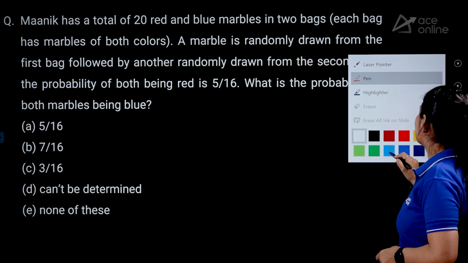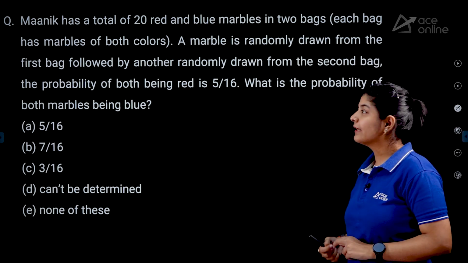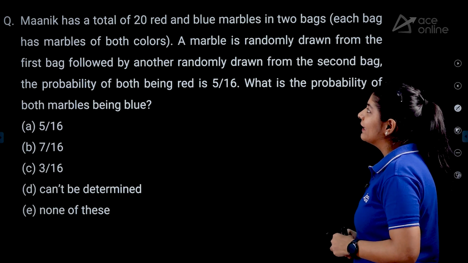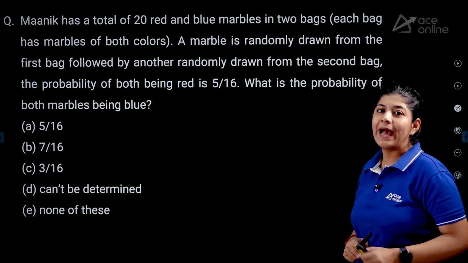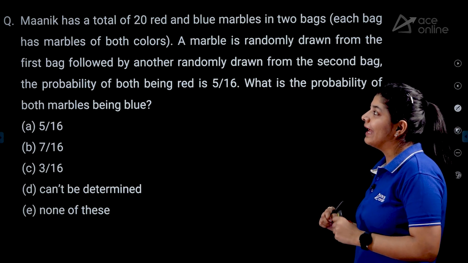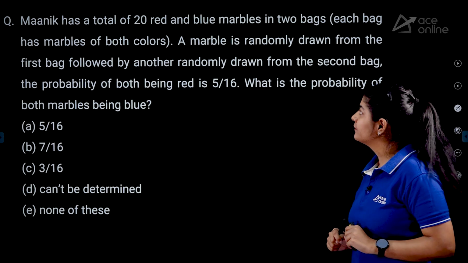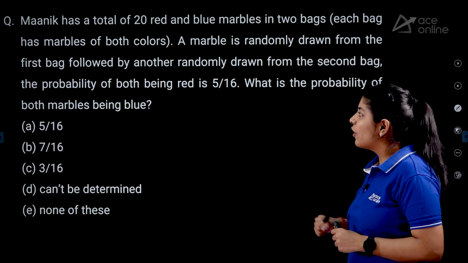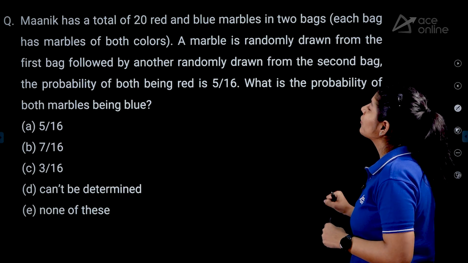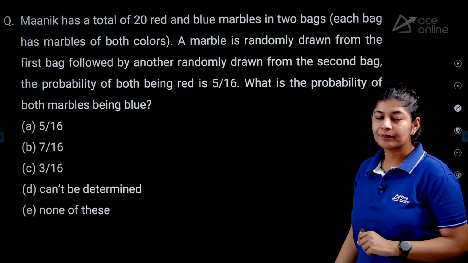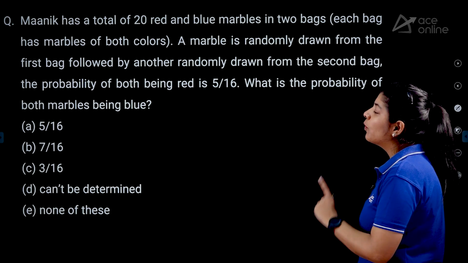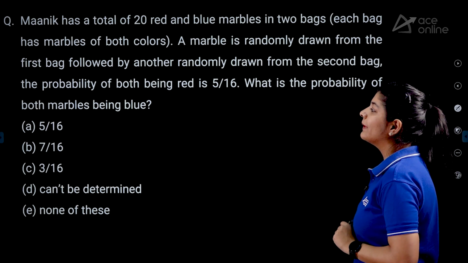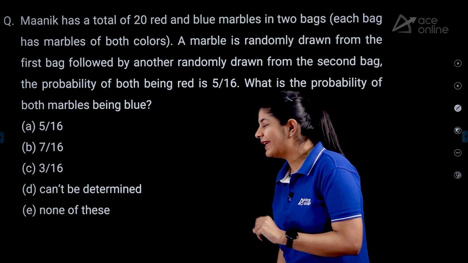So here we are having our next question, and the next question says that Manik has a total of 20 red and blue marbles in 2 bags. Each bag has marbles of both colors. A marble is randomly drawn from the first bag, followed by another randomly drawn from the second bag. The probability of both being red is 5 by 16. What is the probability of both marbles being blue?